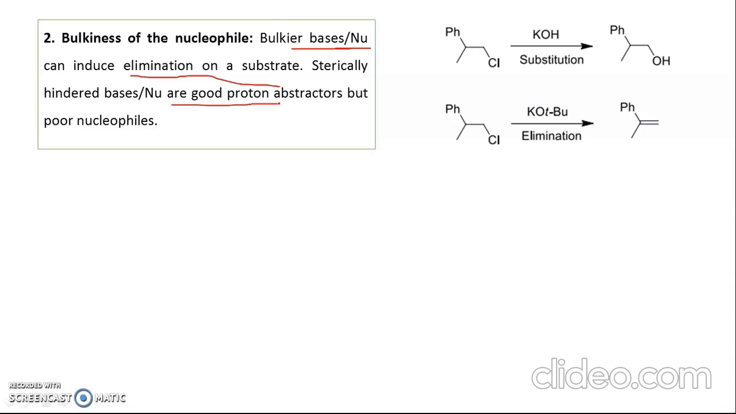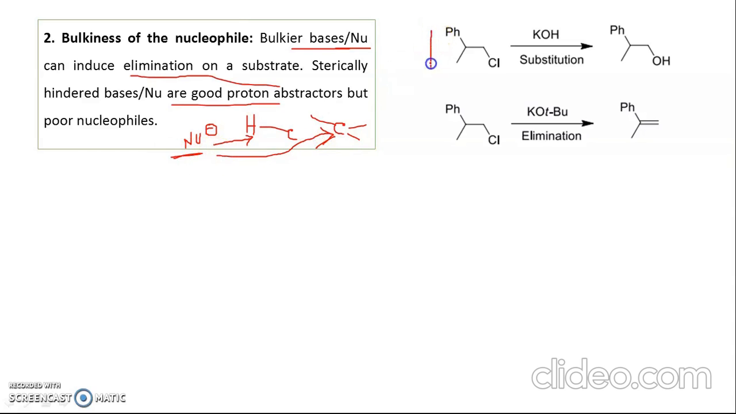So why is it a better proton acceptor when it is bulkier? Because if you compare hydrogen and the carbon where there are some substituents already present, hydrogen is attached to only carbon. So obviously the approach of the nucleophile or base, whatever term you want to use, towards this hydrogen will be easier if this nucleophile is very bulky, compared to the approach towards this carbon. So this is the reason.